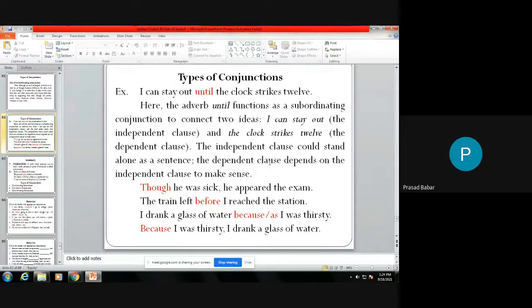Then the third is: I drank a glass of water because or as I was thirsty. Okay, so here, I was thirsty and I drank a glass of water. Okay, so here I drank a glass of water has some sense. मी एक ग्लास भर पाणी पिलं. Okay, but I was thirsty. मी तहानलेलो होतो. Does it make sense? No. Why is it not?